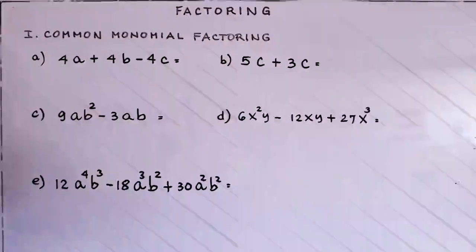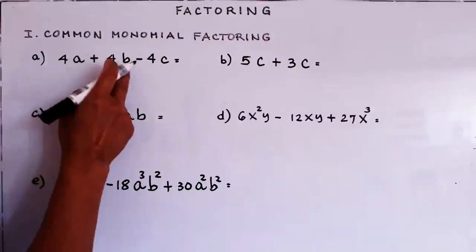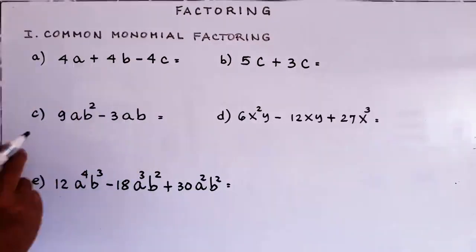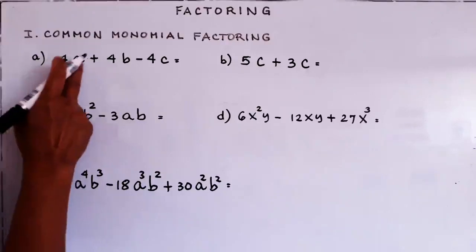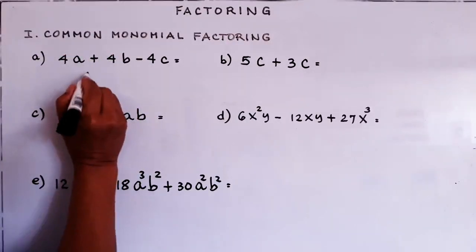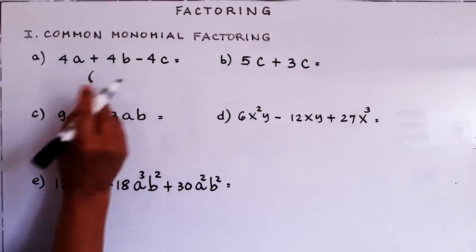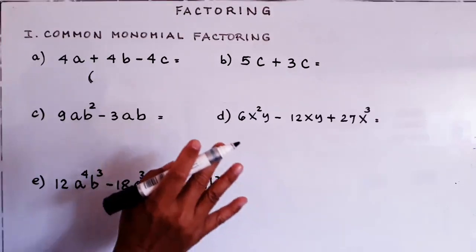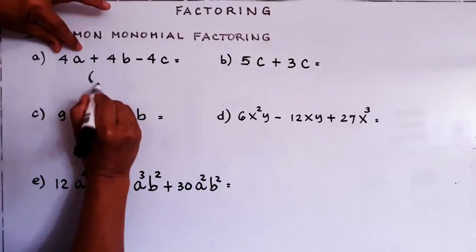Okay, let's have the common monomial factoring. Letter A, we have 4a plus 4b minus 4c. So how many terms do we have in class? We have 1, 2, and 3. So if you are going to factor that one, make sure in your parentheses here you have also 3 terms. Your answer here will be here.